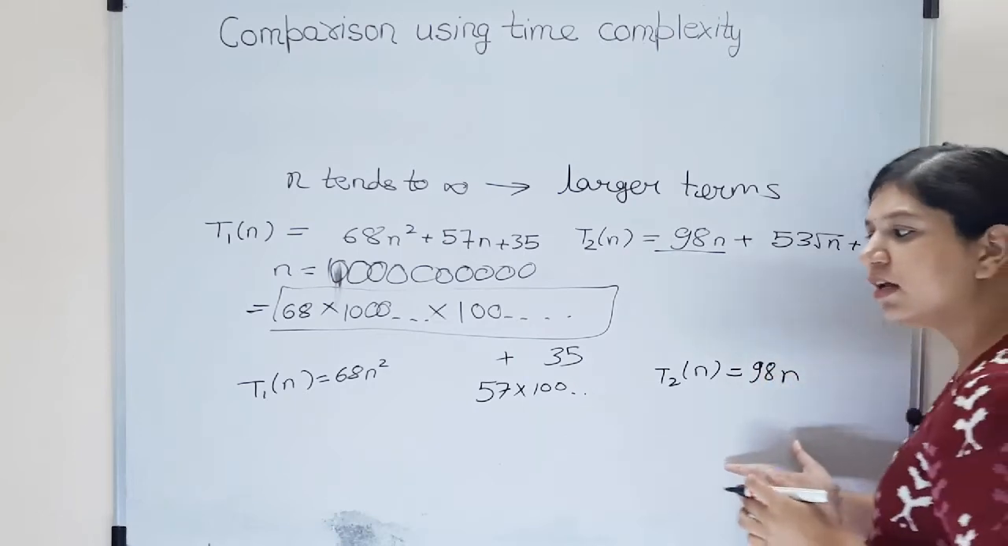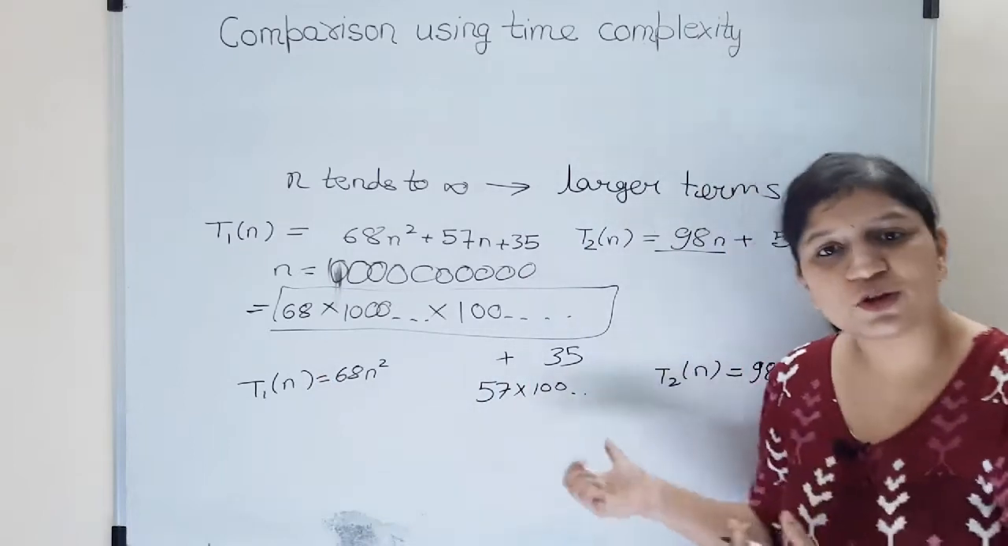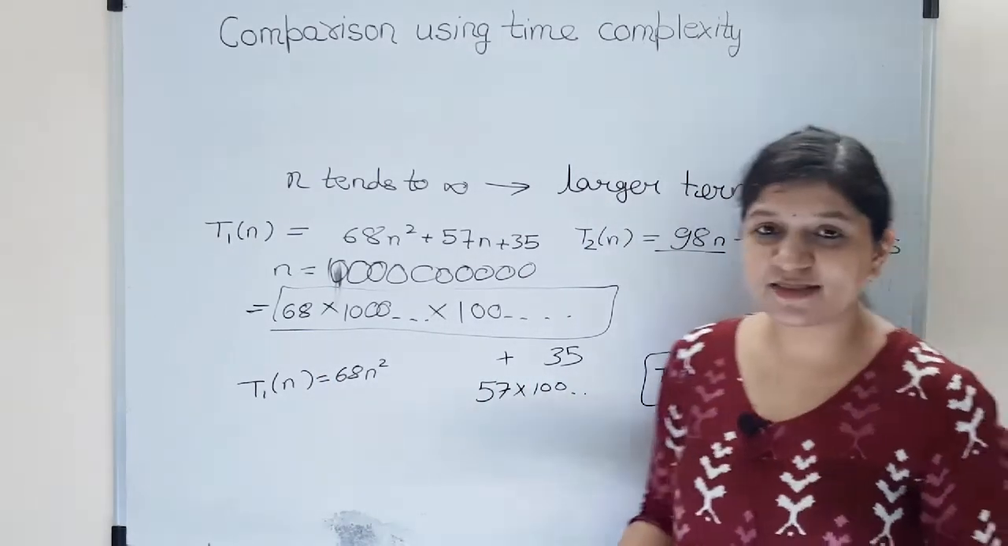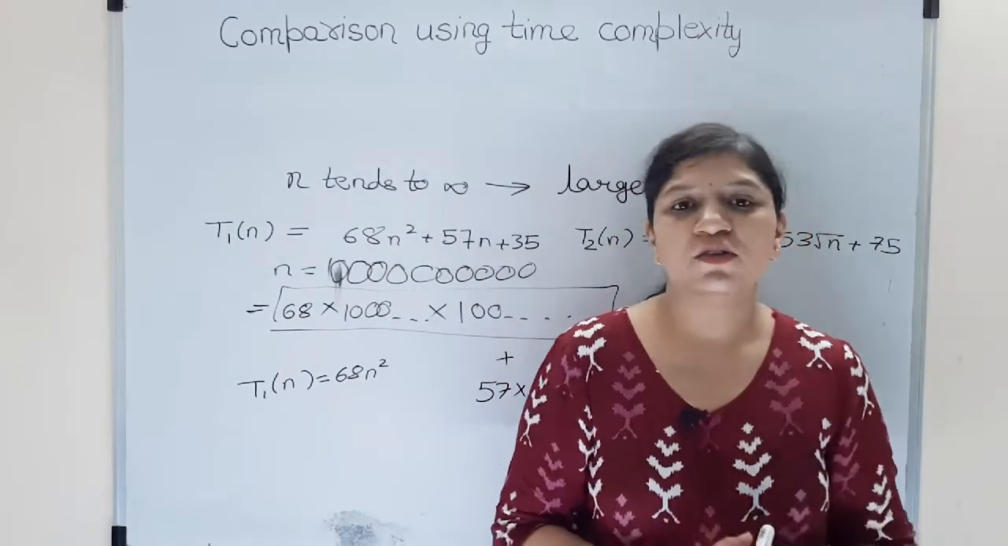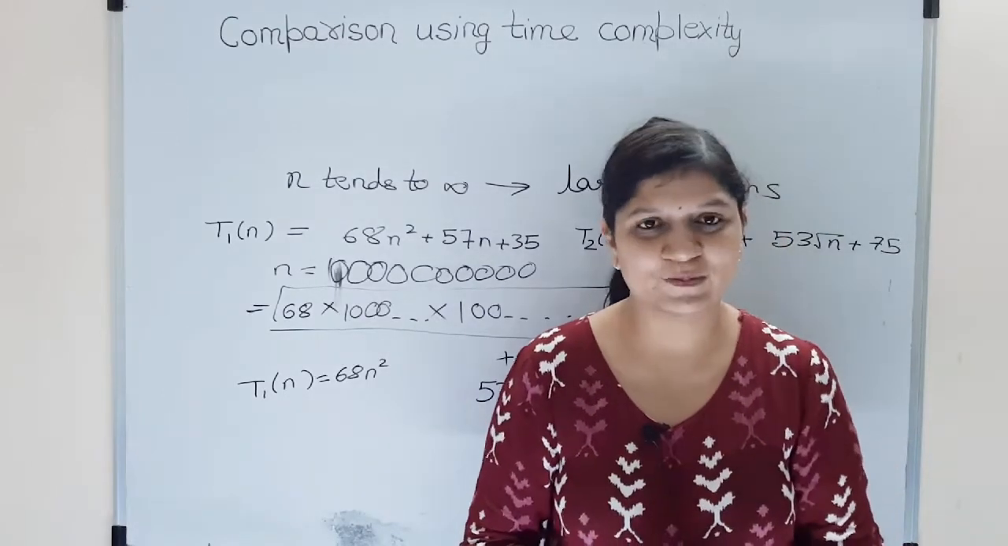Now this is a linear equation, and this is a quadratic equation. So of course, linear is going to perform better. See, comparison has become even easier. You only need to consider the larger terms. That's how you can compare when n is tending to infinity.